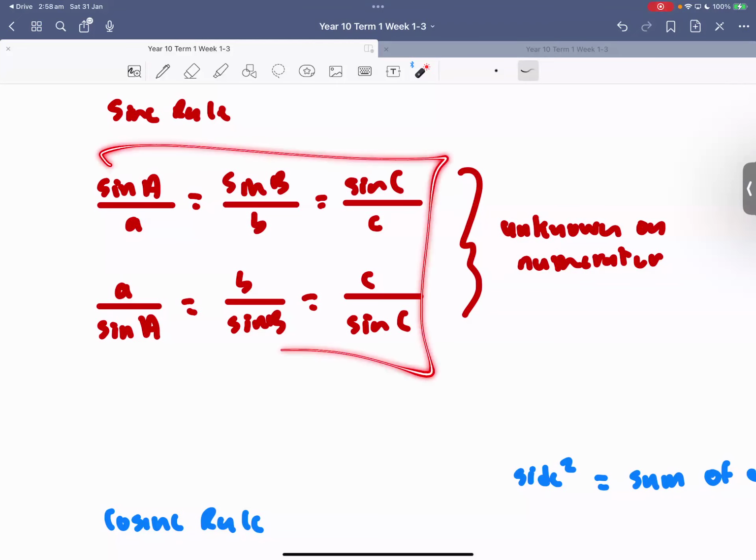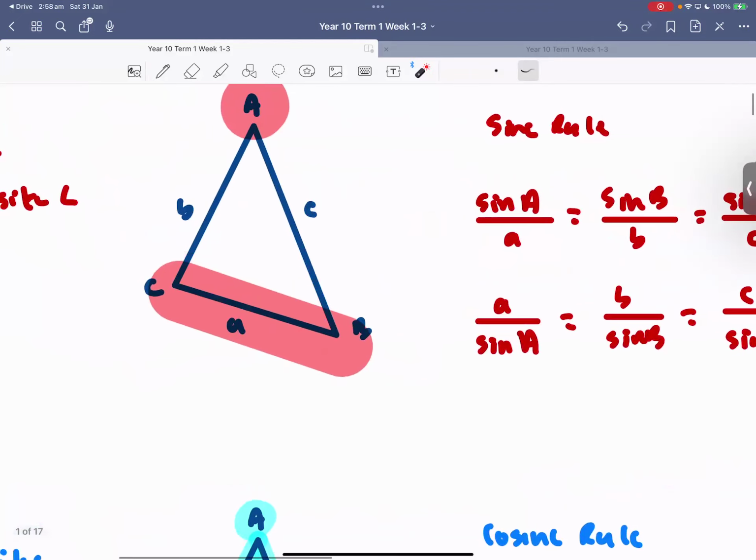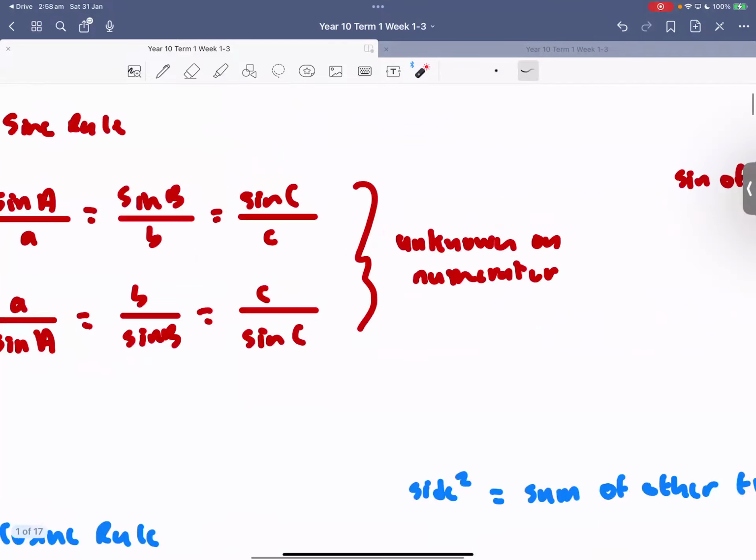Chris, do you reckon these formulas are on the data sheet? Yes, but I don't suggest you do it that way, because is every single triangle going to have A, B, and C, or are some questions going to have P, Q, R and stuff like that? Some triangles might be P, Q, R and then you'll be like, oh, but my rule says sine A on A. Then they get confused. So I've got an English version of the rule.